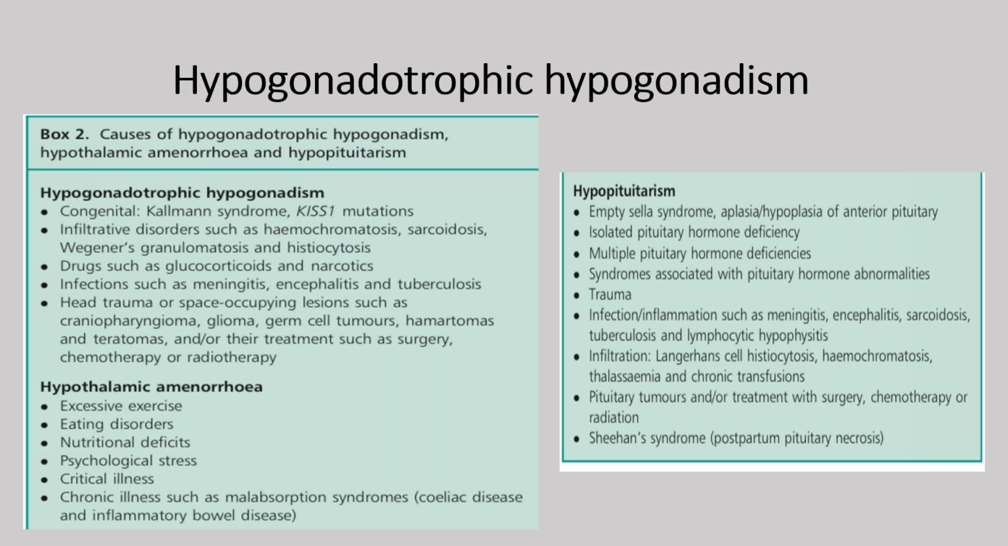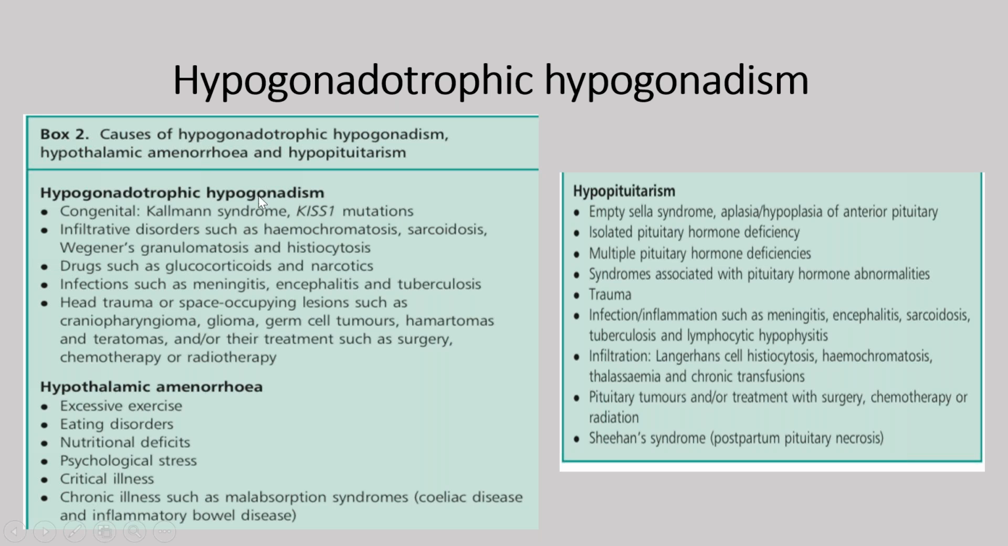Now we come to the various causes of hypogonadotropic hypogonadism in general, under three categories: hypogonadotropic hypogonadism, hypothalamic amenorrhea, and hypopituitarism. In hypogonadotropic hypogonadism, as the name signifies, we have hypogonadotropins, that is a lower amount of gonadotropins. So FSH and LH are low, and in the hypogonadism, estrogen is also produced in lower amounts from the gonads. So there is a lesser amount of estrogen also.